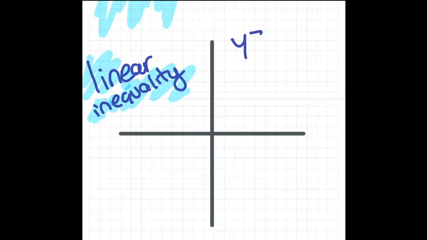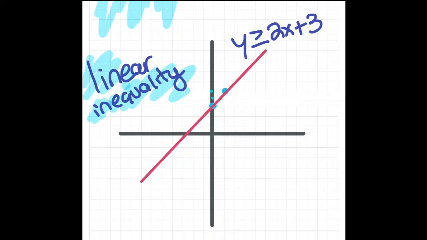Let's start with y is greater than 2x plus 3, all right? I'm going to go ahead and graph this, and if you've already seen the other video on graphing, then you can already see where this is going. I'm going to put my y-intercept here at 3. Then I'm going to go up 2 and over 1 and connect my dots to make the line, okay?